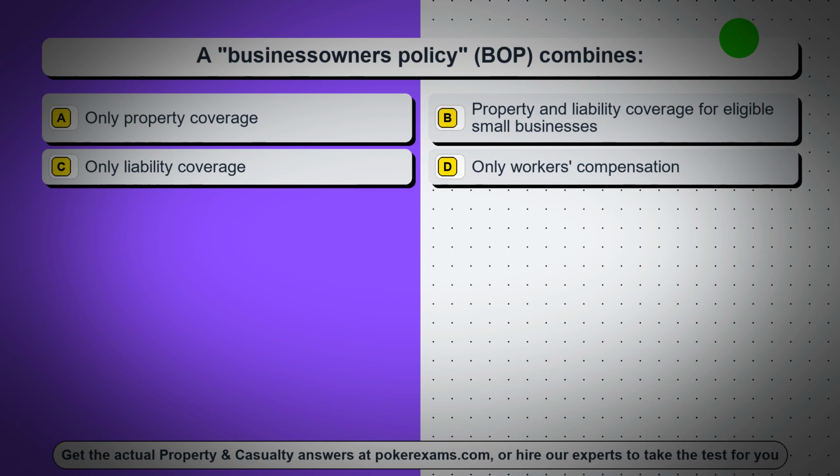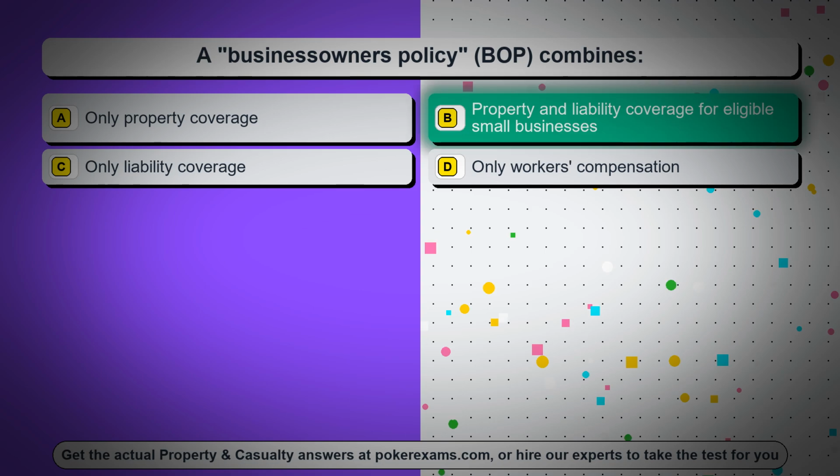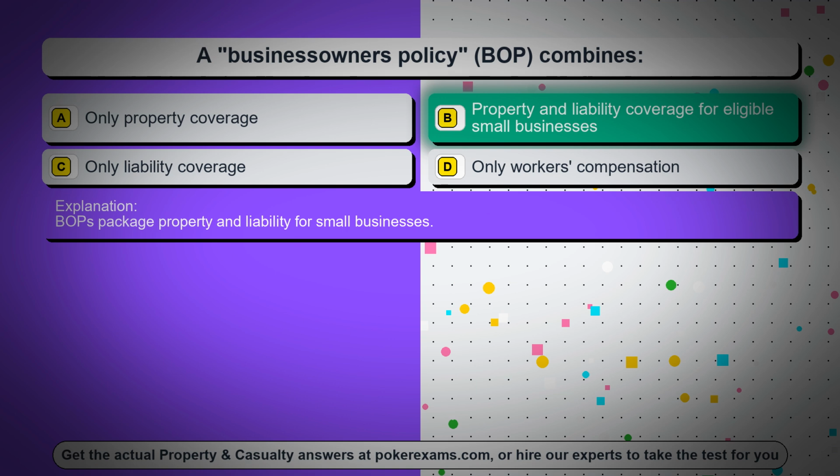Question 13. A Business-Owners Policy, BOP, combines, option A, only property coverage, option B, property and liability coverage for eligible small businesses, option C, only liability coverage, option D, only workers' compensation. The correct answer is option B, property and liability coverage for eligible small businesses. BOPs package property and liability for small businesses.